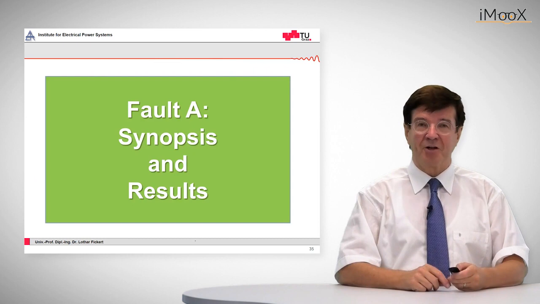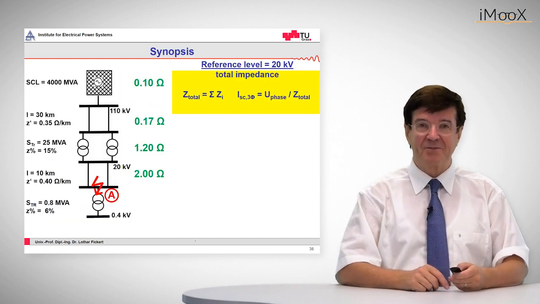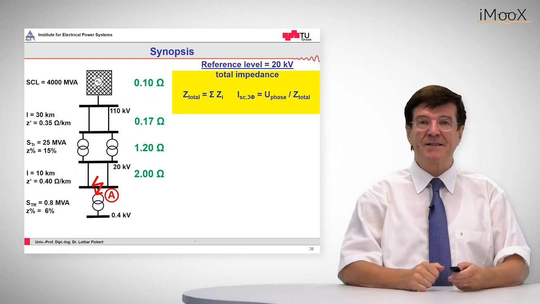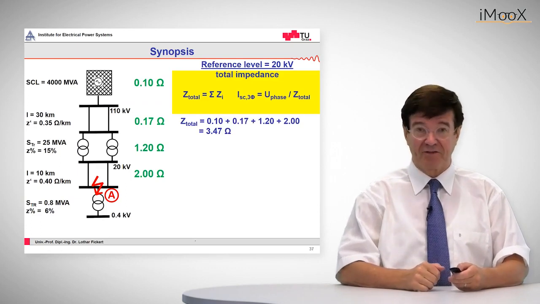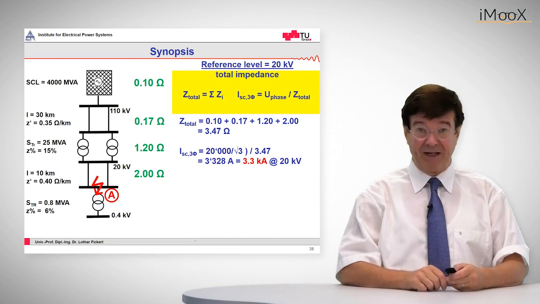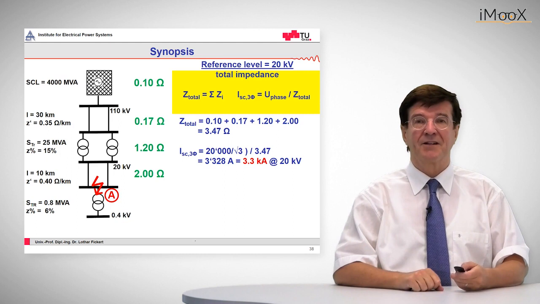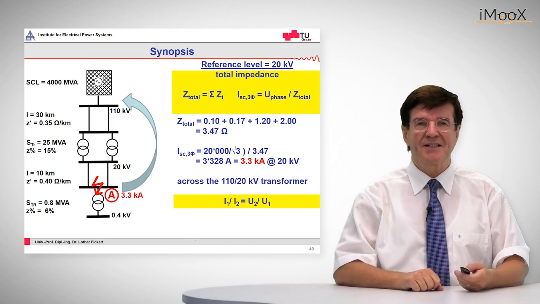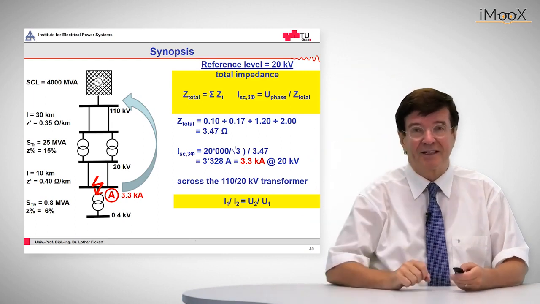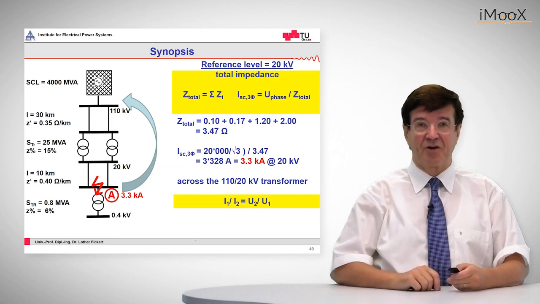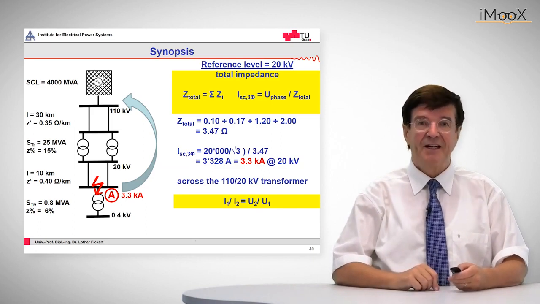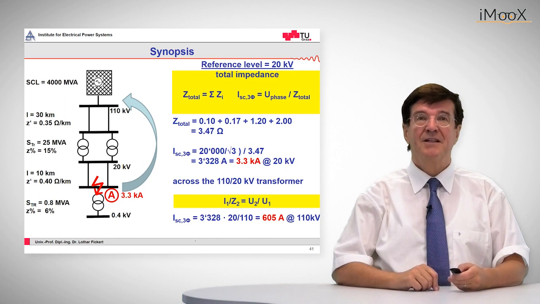So now we can go to the synopsis and take the result. Synopsis means we add up all these impedances, which gives 3.47 ohms, and we have to divide the phase voltage for a three-phase fault by this value, and that comes out as a current value of 3.3 kiloamps. Now the question is, what is this current seen from the high voltage side, 110 kV? And that is given through the transformer by the inverse of the voltage ratio. And the outcome is 605 amps go from the superseding grid into this medium voltage grid fault.